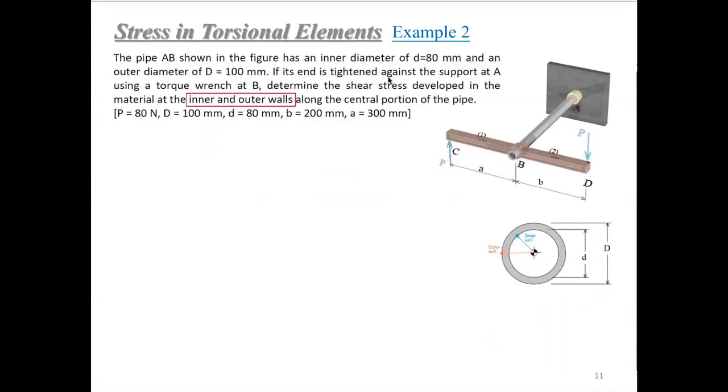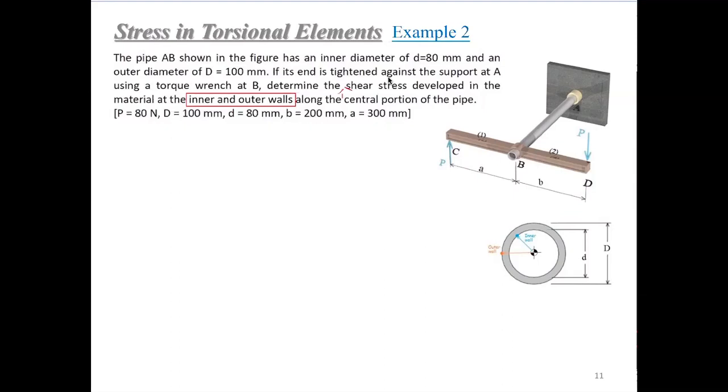Let's look at it. Okay, the pipe AB shown in this figure has an internal diameter of d equals 80 and outer diameter D equals 100. If its end is tightened against the support at A using a torque wrench at B, then determine the shear stress developed in the material at the inner and outer walls along the central portion of this pipe. And the P, D, D, B, A have been given. We are asked to calculate two things. That is the shear stress, or maximum.